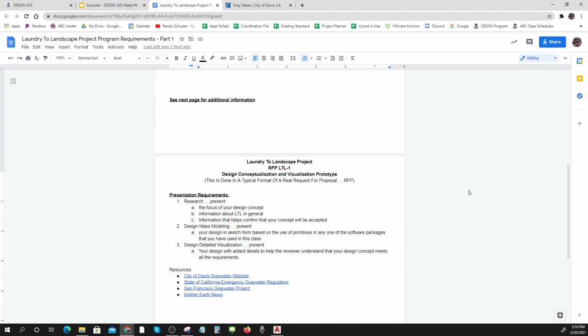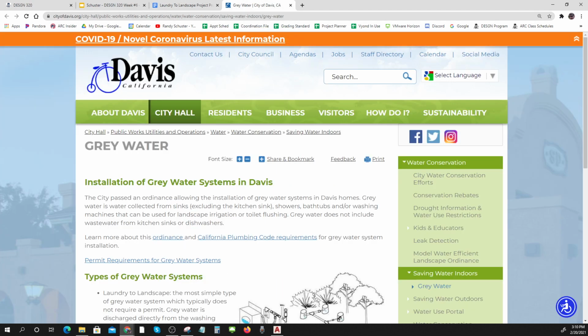You could also use Wikipedia or any other Google search that you want to get information. But I'm going to start here, and I notice a few things. I read it very quickly. This is about installing gray water systems. And if I don't know what gray water is, I might have to look that up. And then I notice it says what it is here. Gray water is collected from sinks, except for the kitchen sink, showers, bathtubs, and or washing machines. And it can be used for landscape or toilet flushing.